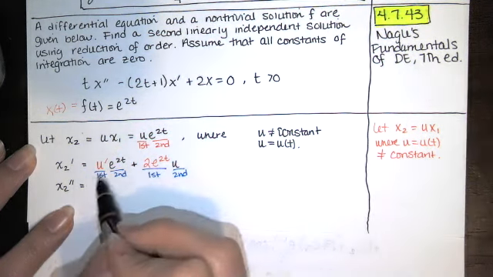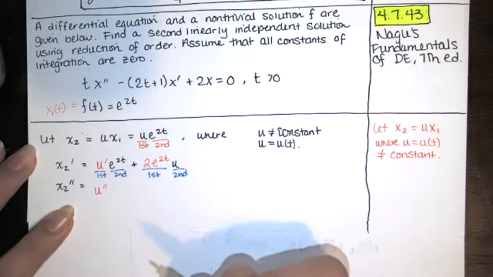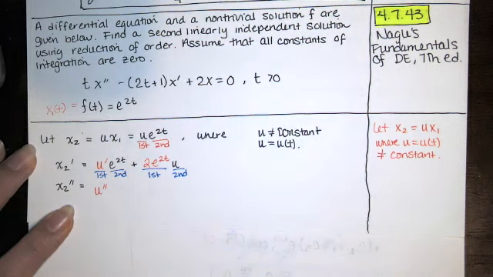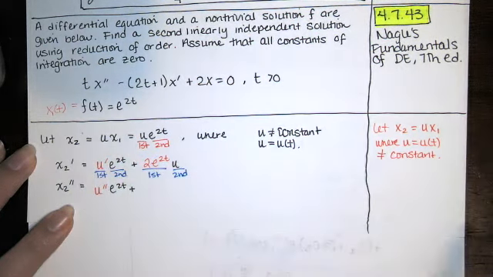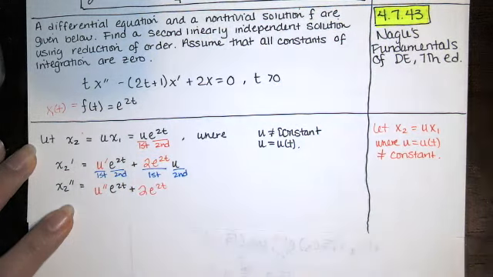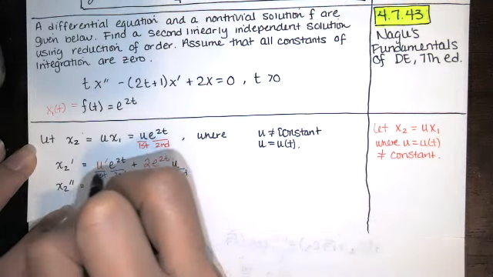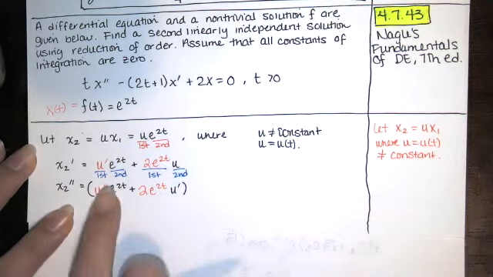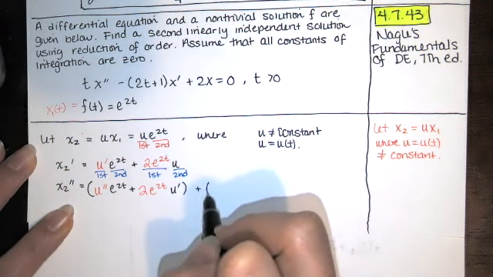According to the product rule, we have derivative of the first. So derivative of u prime is u double prime times the second, undifferentiated, plus the derivative of the second. Derivative of e to the 2t is e to the 2t times the derivative of the inside, which is 2, times the first, which is u prime, undifferentiated. That's just for this first piece. Okay, so that was that product rule. Now we have to do the product rule again over here.